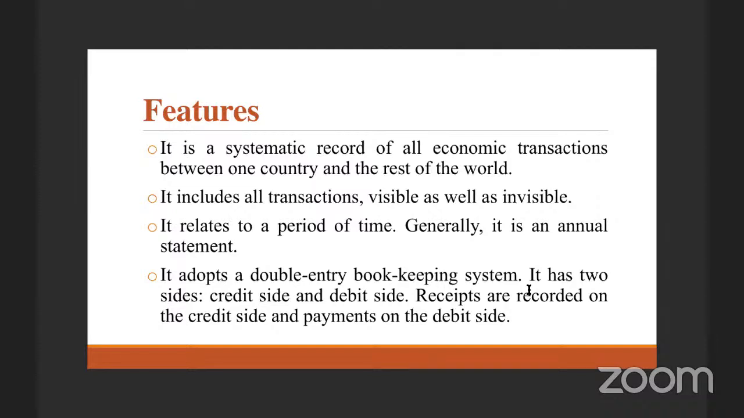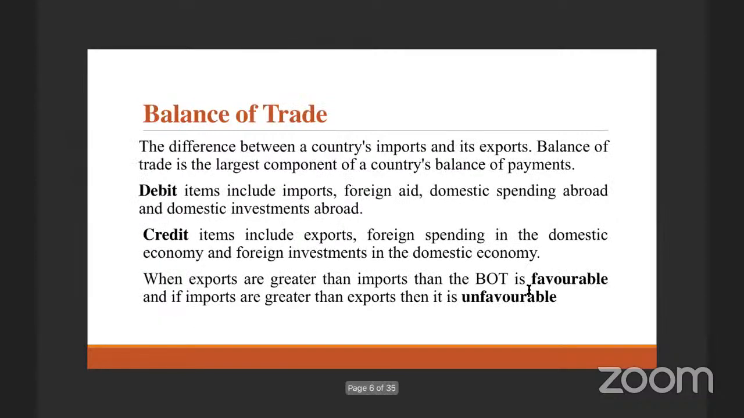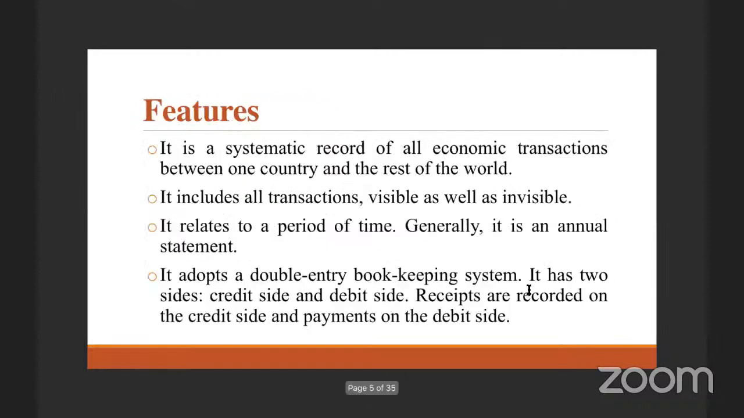It adopts a double entry system. It has two sides, two effects, credit effect and debit effect, right? While receipts are recorded on the credit side, the payments are on the debit side. Payments are on the debit side. Now look at this one. All those who have done accounting, receipts are recorded on the credit side. What is this? It follows the nominal account.